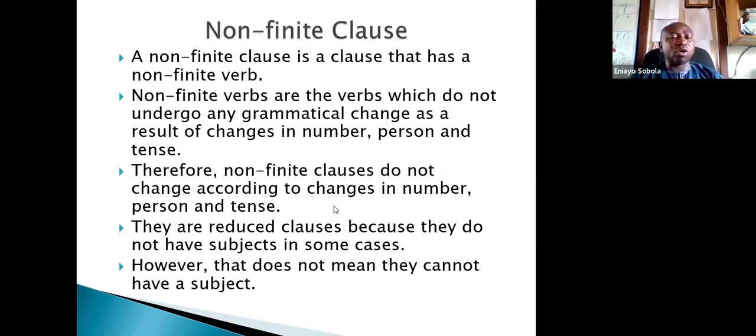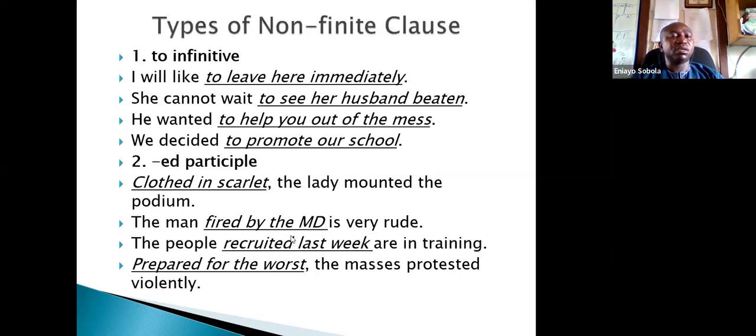They are also called reduced clauses because they do not have subjects in some cases. But that does not mean that you cannot recover the subjects. You can actually recover a subject which is not visibly present there. And these are the types of non-finite clause.